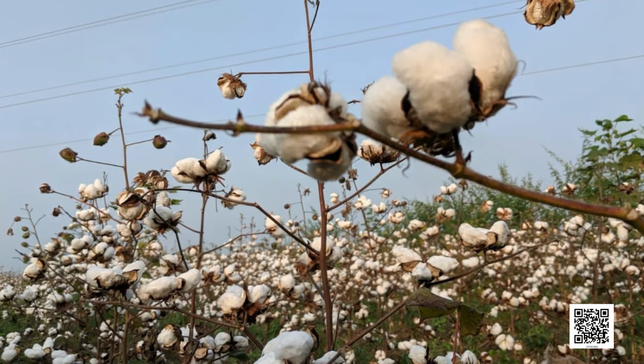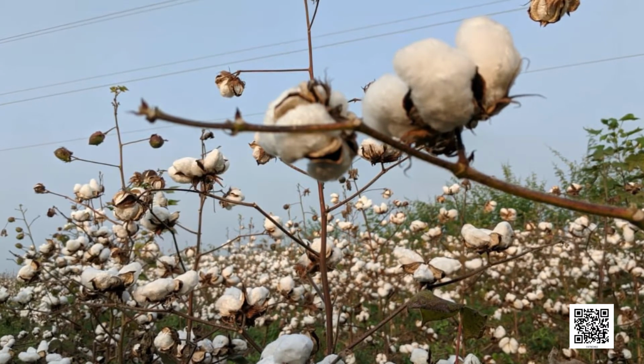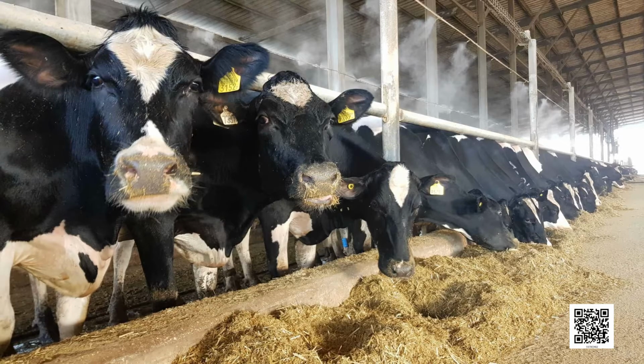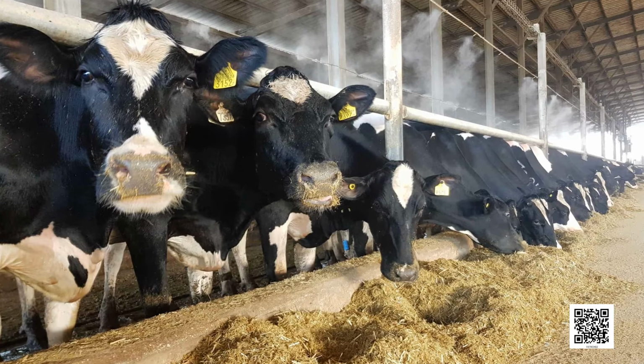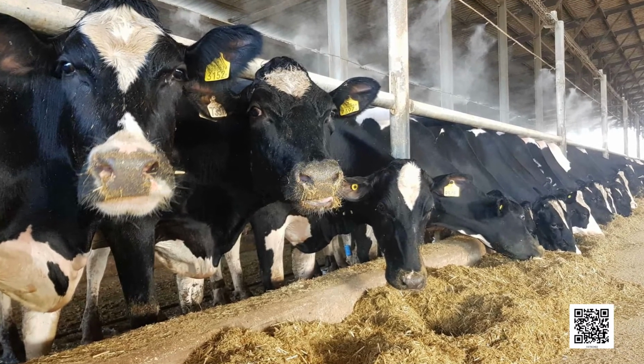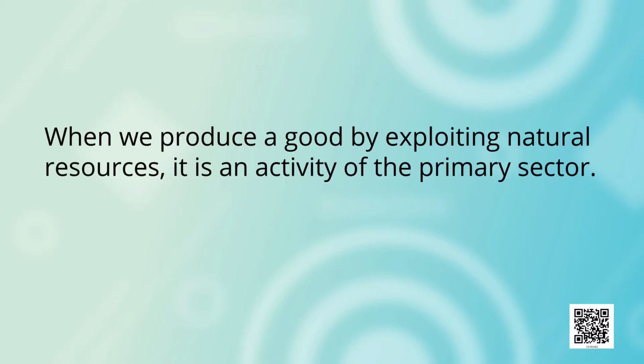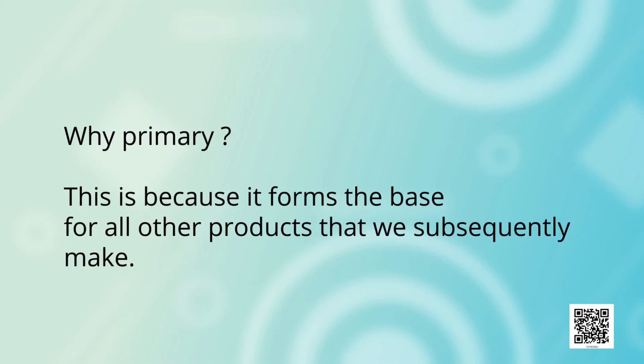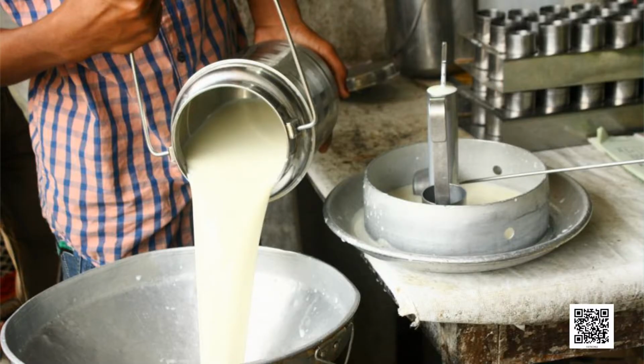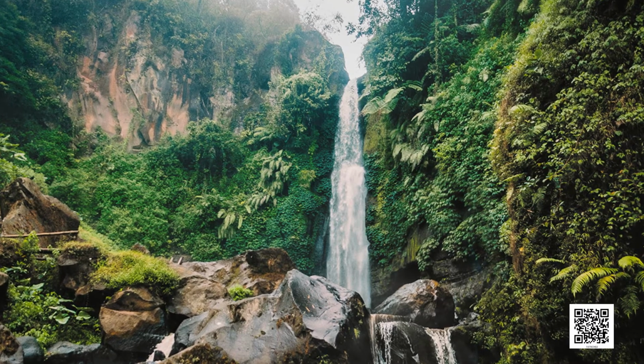Similarly, in the case of an activity like dairy, we are dependent on the biological processes of animals and availability of fodder, etc. The product here, that is milk, is also a natural product. Similarly, minerals and ores are also natural products. So, children, when we produce a good by exploiting natural resources, it is an activity of the primary sector. Why primary? This is because it forms the base for all other products that we subsequently make.